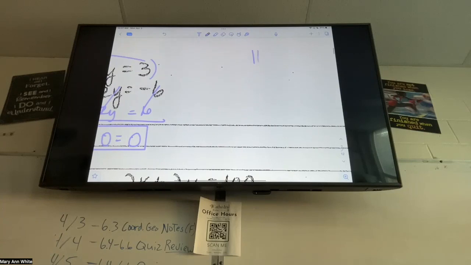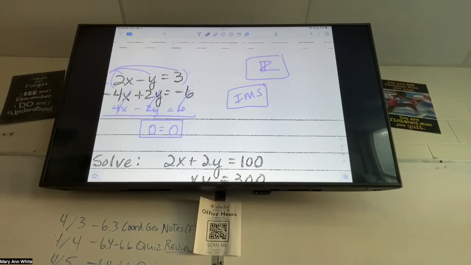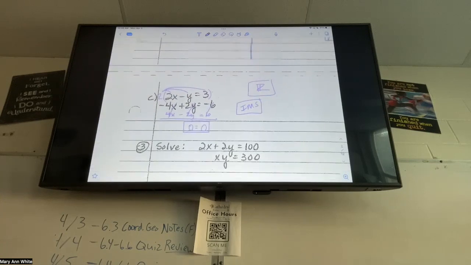So you could write all real numbers, the fancy R. You can say infinitely many solutions, IMS. You can write out infinitely many. You can write out all reals, whatever makes you happy. But since this is true, 0 does equal 0. That's a true statement. That means any number that we pair will work.